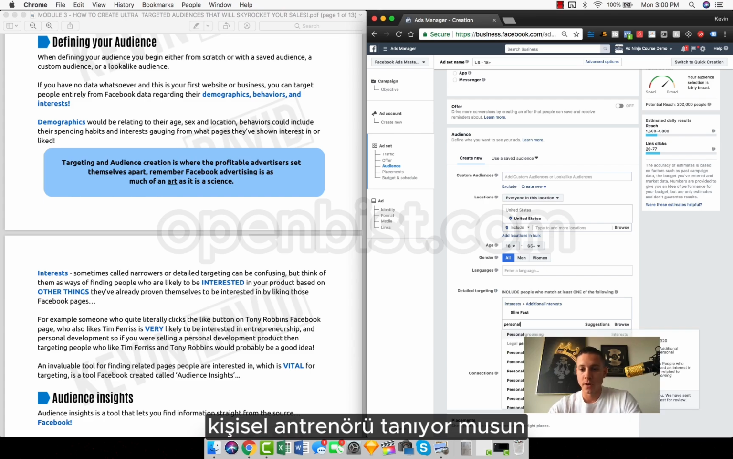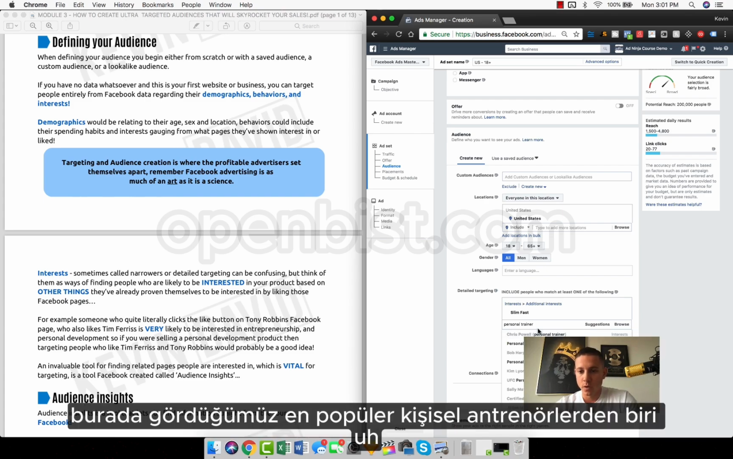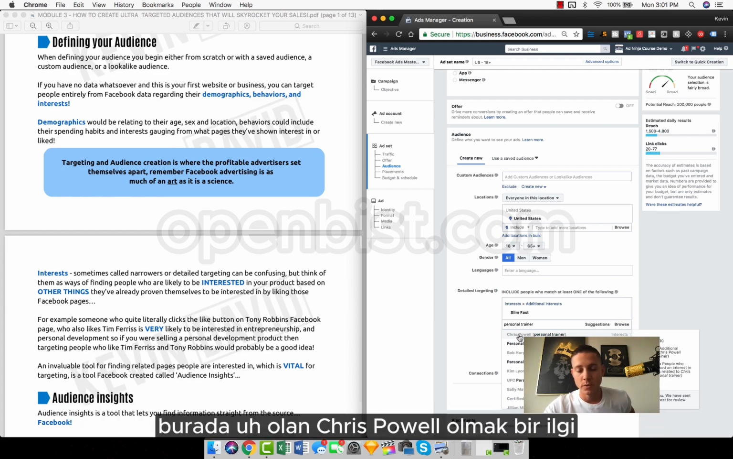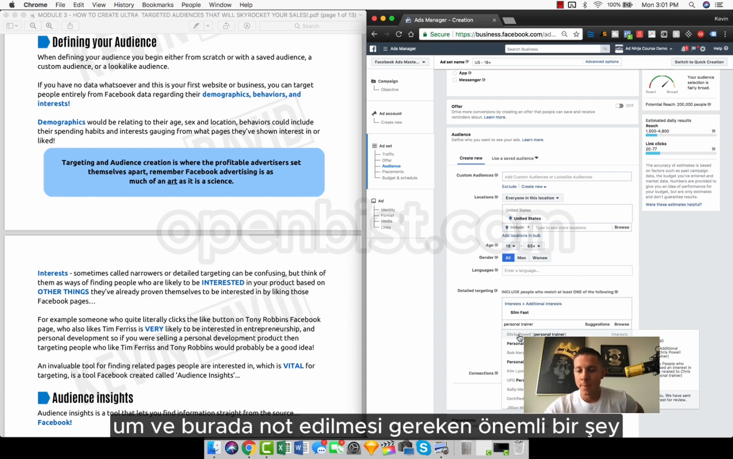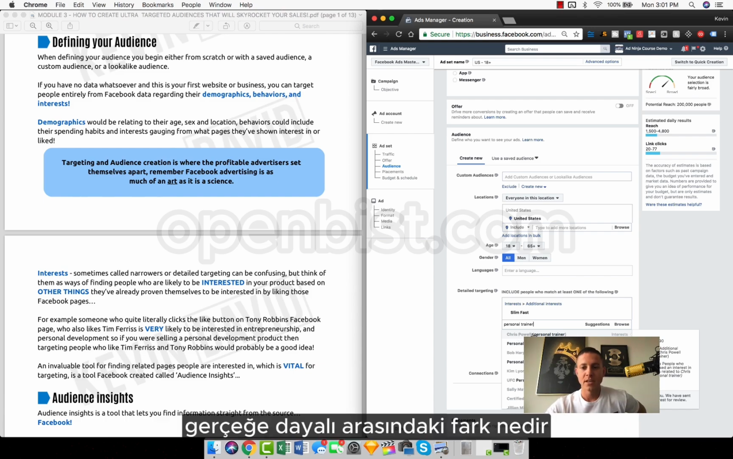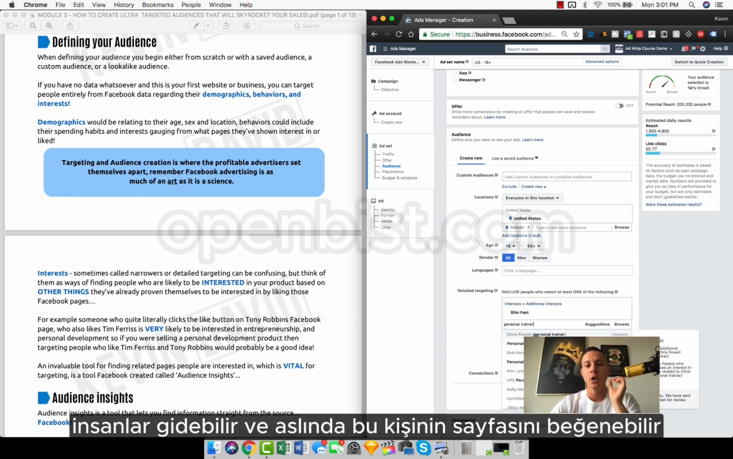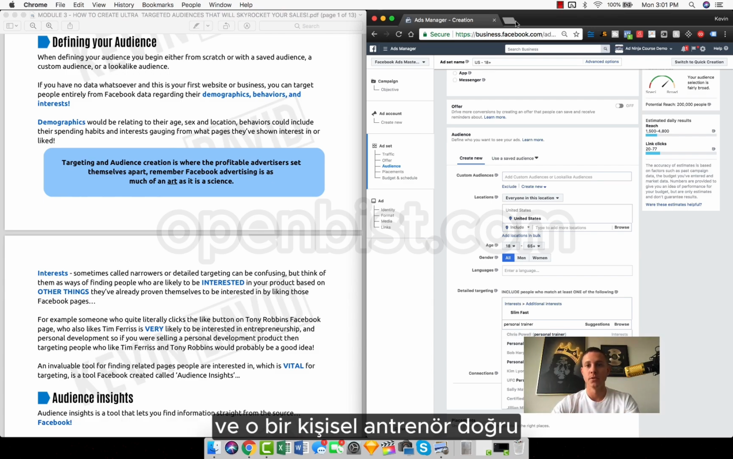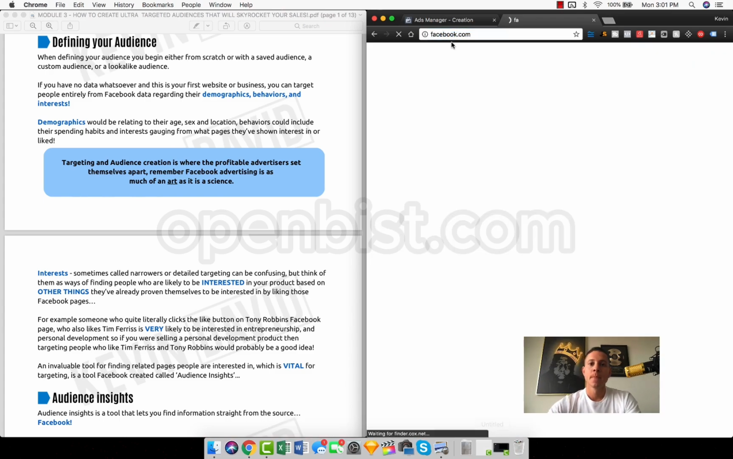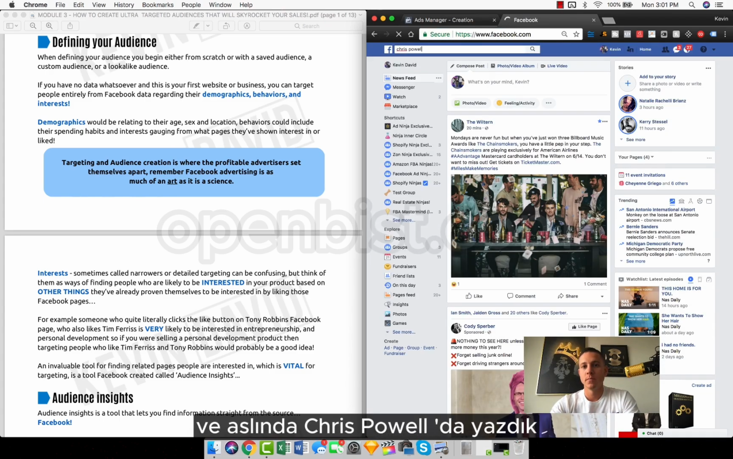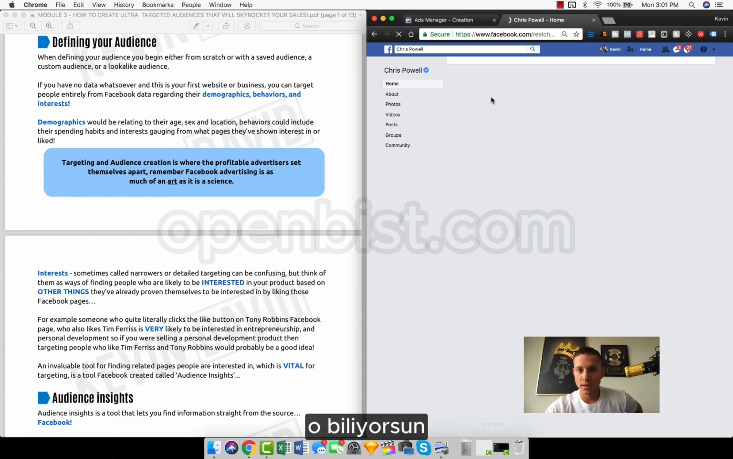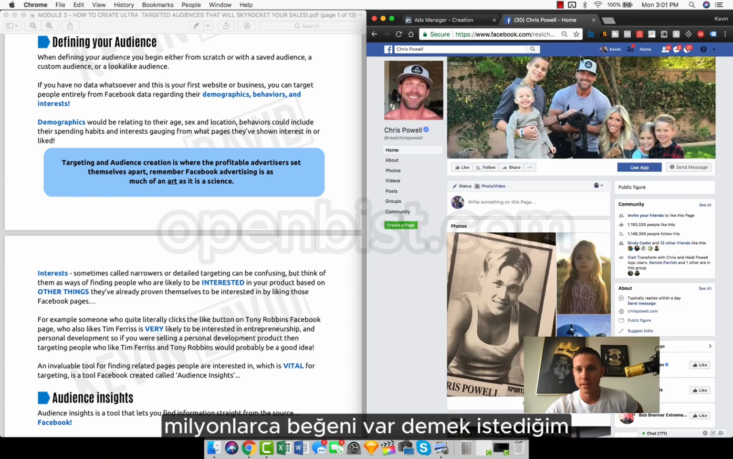We could do personal trainer. We could choose one of the most popular personal trainers here. We see an interest here being Chris Powell, who is apparently a popular personal trainer. And something important to note here is the difference between fact-based and algorithmically based. For example, people can actually go and like this person's page. Chris Powell has an actual Facebook page, and he's a personal trainer. So if we went to Facebook and typed in Chris Powell, his page would come up.